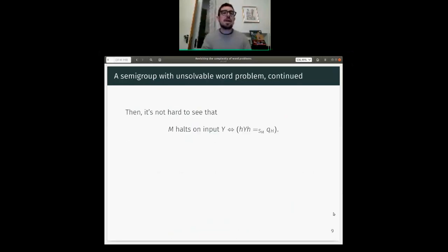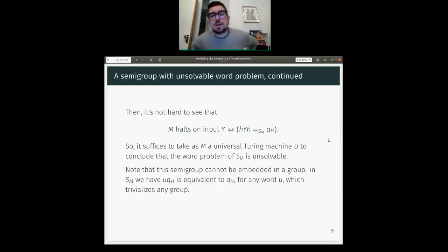Now, it's not hard to see that this lemma, which is of course the crucial one, says that your Turing machine M will halt on input Y if and only if the word HYH, where again this H is essentially the left-hand and right-hand marker for the input you're considering, is equivalent to QH. And then the halting problem for this machine will be reducible to the word problem of this semigroup. So it's enough to take a universal Turing machine, or any Turing machine with an undecidable halting problem, in order to ensure that the word problem of the corresponding semigroup cannot be decidable.